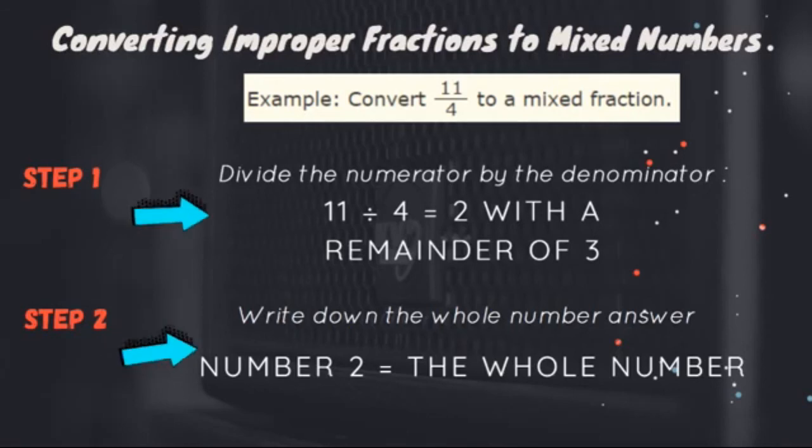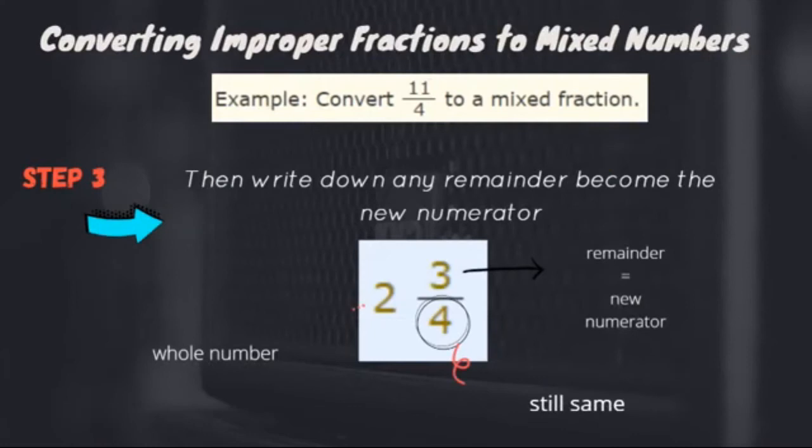Now, the next part is to find the proper fraction to complete the mixed number. Third, write down the remainder and it becomes the new numerator. That means we need to write the remainder, which is number 3, as the new numerator. So the final answer will be 2 3/4. Remember, don't change the denominator, keep it the same. That's why we still have number 4 as the denominator. Once again, 2 is the whole number and 3/4 is a proper fraction. The combination of them becomes a mixed number.